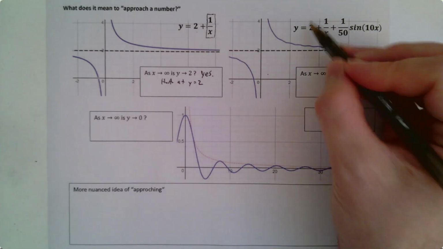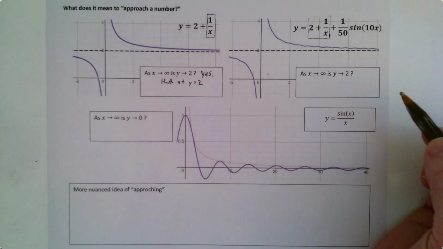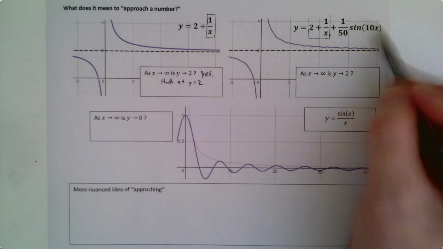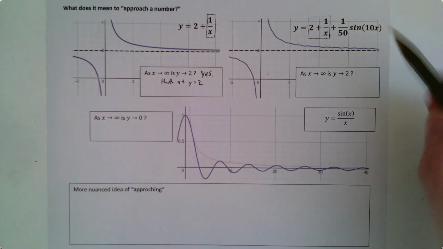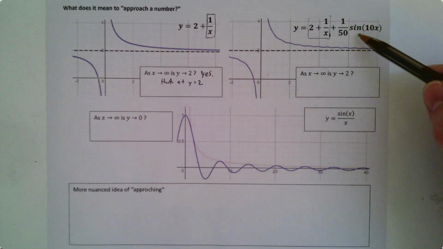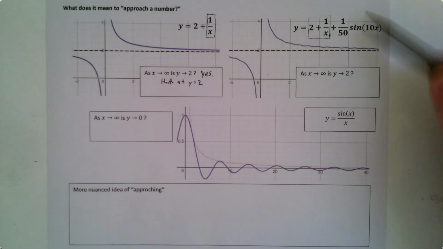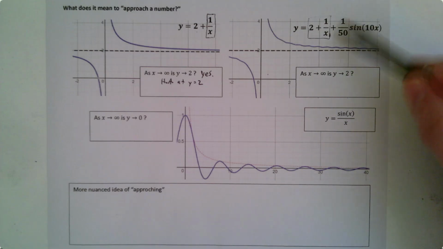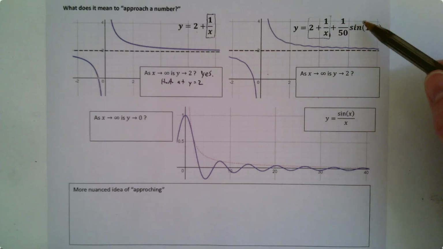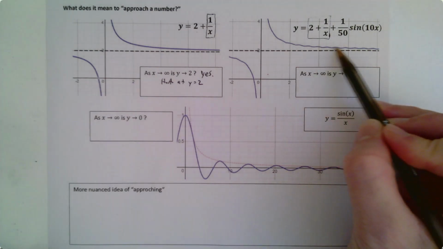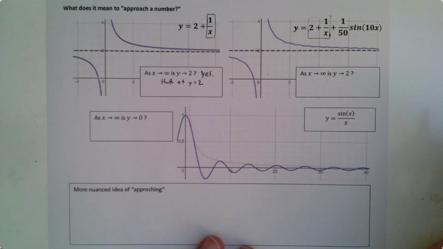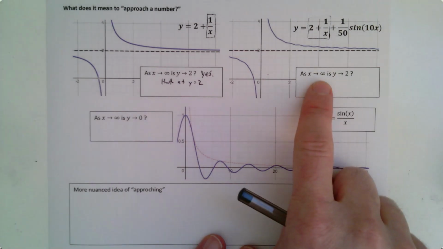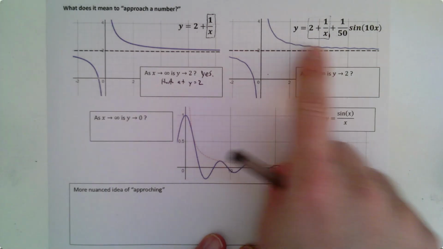Okay, what about this case? So here, this part of the function is the same as what we just looked at, only now we're adding this other sine function. Remember, a sine function oscillates between -1 and +1. And this one's been vertically scaled, so it's a little bit shorter. So this one's oscillating between -1/50th and +1/50th. And that's what's adding all of these little wiggles here that you might notice. Well, let's ask the same question. As x approaches infinity, are the y values approaching 2?